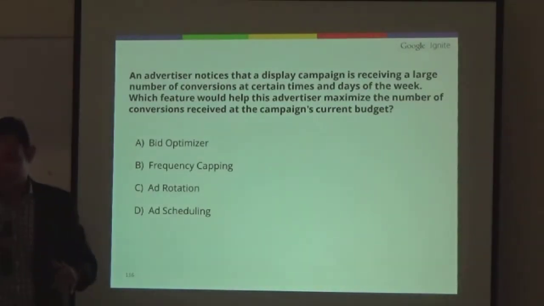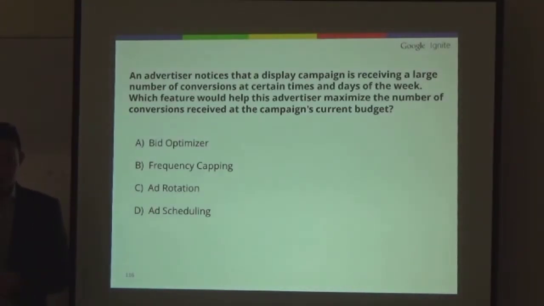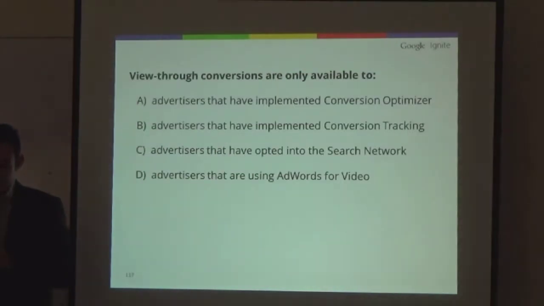Right, next question. An advertiser notices that a display campaign is receiving a large number of conversions at certain times and days of the week. Which feature would help this advertiser maximize the number of conversions received at the campaign's current budget? What's the answer? Yeah, the question is pretty long, right? But what it actually asks is about conversions happening at certain times or days of the week. So it's scheduling, quite straightforward here.